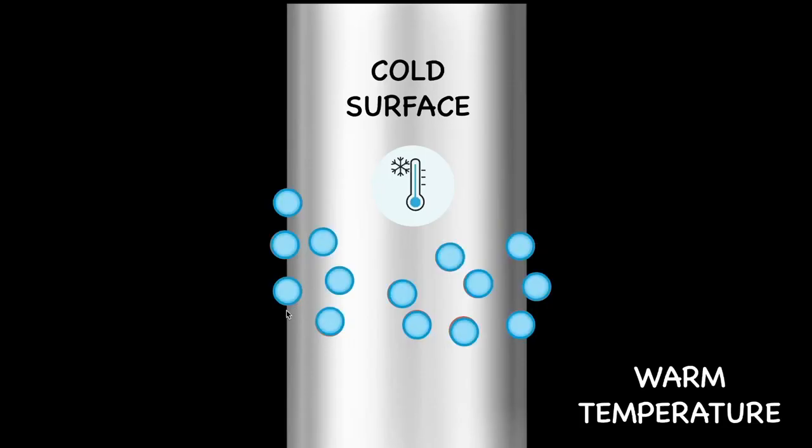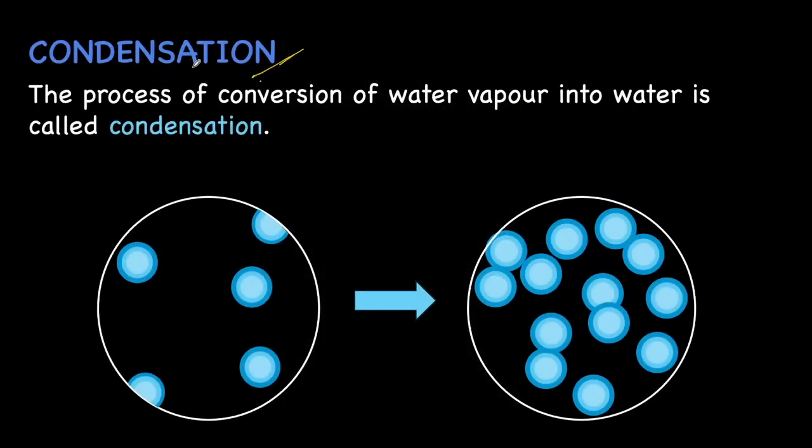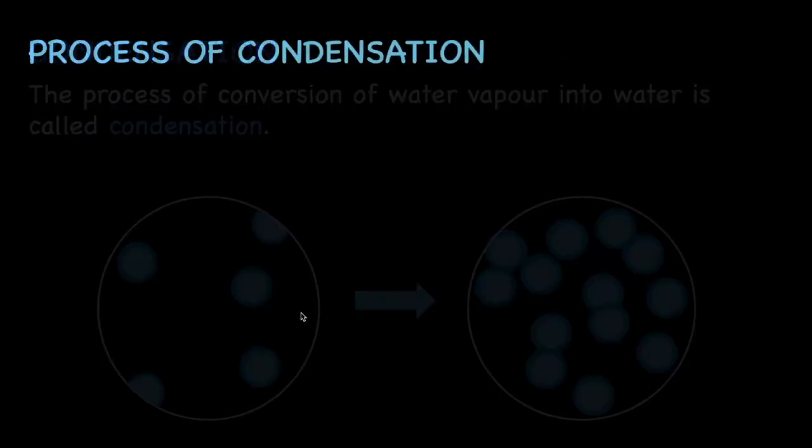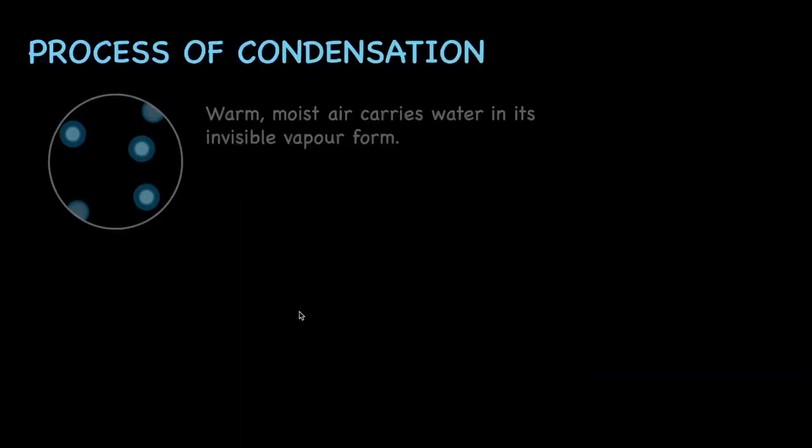Because all the heat is going away, these molecules will slowly start clumping up, eventually forming the water droplets that we see on the surface of the can. So eventually, what we thought were water droplets magically appearing is actually the water vapor present in the surroundings clumping up to form water droplets. And this phenomenon is what we understand as condensation. Condensation can be defined as the process of conversion of water vapor into water. And effectively, what happens during this process of condensation?